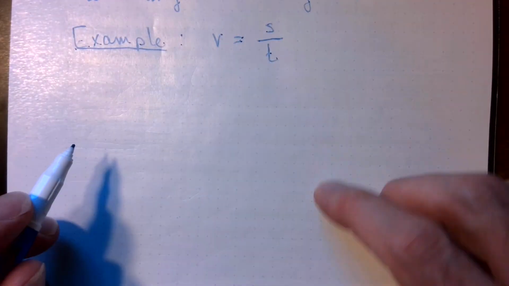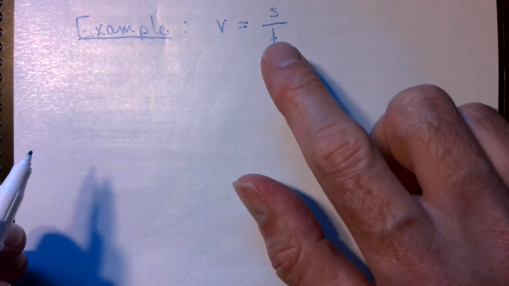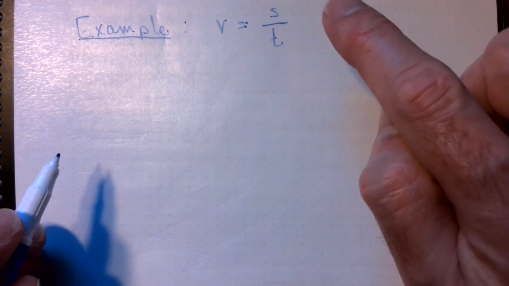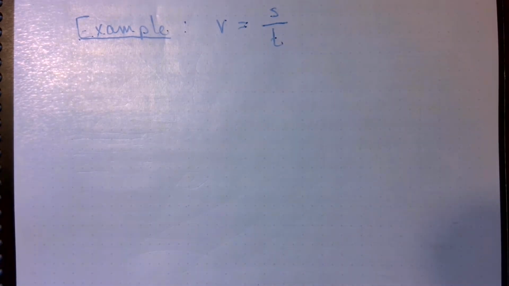Okay, now the relationship between linear velocity, distance traveled, and time is this right here. The linear velocity is the distance traveled divided by the elapsed time. And if you know any two of the variables, you can figure out the third. Okay, so let's do just a couple of quick ones here.